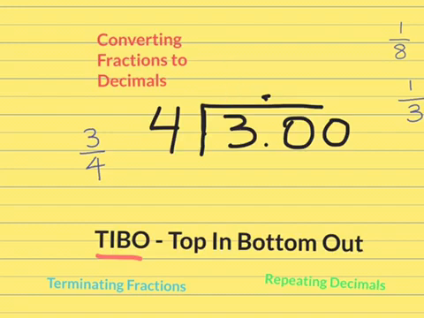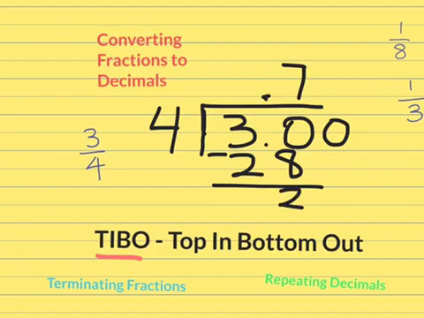So 4, how many times does 4 go into 30? Well, 4 goes into 30 7 times without going over, because 4 times 6 is 24. 4 times 7 is 28. All right, so now we're going to subtract and see how much is left. 30 minus 28 is 2.